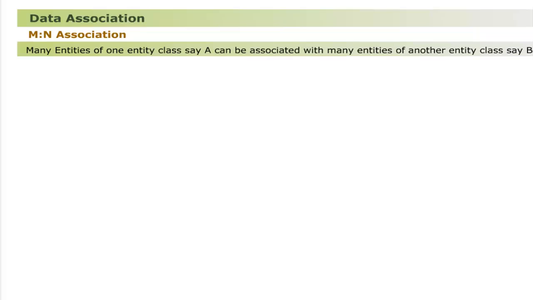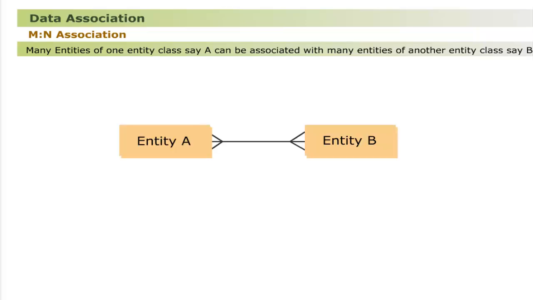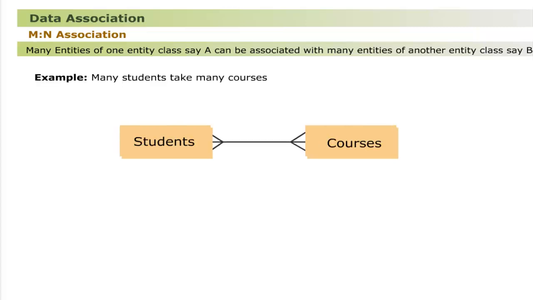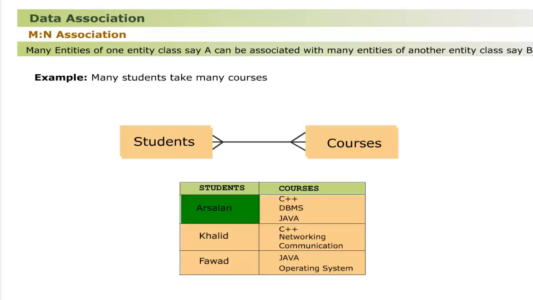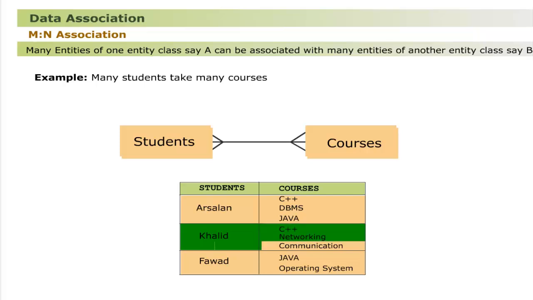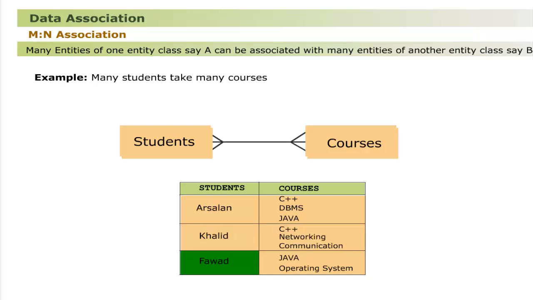Many-to-many association. Many entities of one entity class A can be associated with many entities of another entity class B. The graphical representation is shown as. Consider the example by assuming that many students take many courses. The sample instances are shown as. The student Arsalan takes 3 courses, C++, DBMS and Java. The student Khalid takes 3 courses, C++, networking and communication. The student Fawad takes 2 courses, Java and operating system.